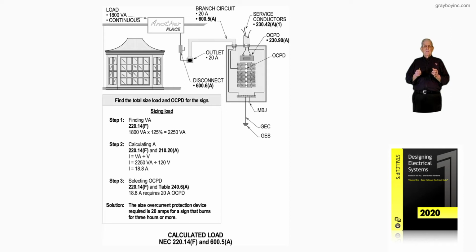Step 1, 220.14F. If the sign is continuous duty in accordance with 600.5A, we take 125% of 1800, and we come up with 2250. Now, to find the amps, we would take the VA 2250 divided by the voltage of the sign, which in this case is 120. The load is 18.8 amp.